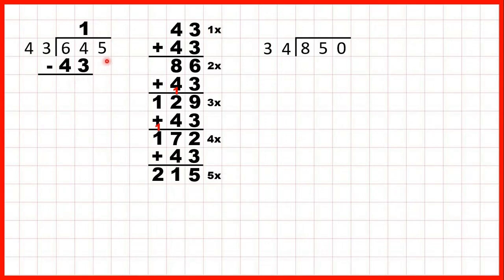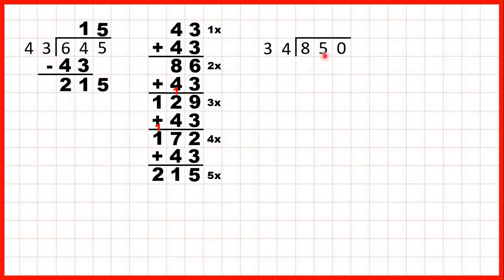Now we subtract and bring down. So 4 minus 3 is 1, 6 minus 4 is 2, and we can bring down the next digit, bring down this 5. Then we have 215 divided by 43, and we can see that 215 is in the 43 times table. That's exactly 5 times 43, so we can write 5 as the last digit of our answer. So 645 divided by 43 is 15.